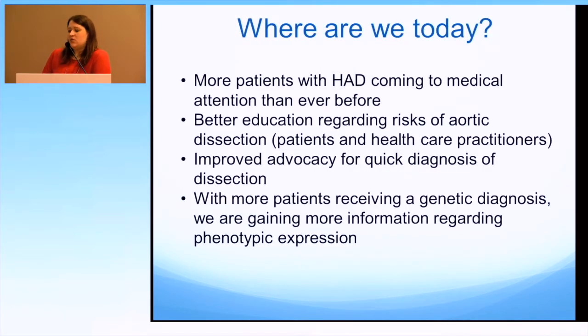So where are we today? There are more patients with genetic aortic disorders coming to medical attention than ever before. There is better education regarding risks of aortic dissection in both patients and healthcare practitioners, which is a large improvement on what it was before. There's also improved advocacy, so groups like this that organize these meetings, improved advocacy for quick diagnosis of dissection and cardiosurgical treatment. And with more patients receiving a genetic diagnosis, we are gaining more information regarding phenotypic expression. There are collections of families, and this gene causes this and this gene causes this. So it is important to partner there.